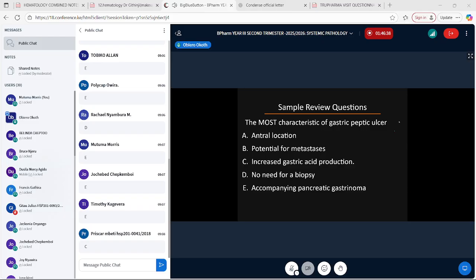So, Gita, we said gastric peptic ulcers, some of them can be malignant, but not all of them are malignant. So the most characteristic will not be potential for metastasis. Priska, remember we said gastric ulcers are usually due to a defect in the defense, not increased acid production, not increased injury. So if you see this, then you're talking mainly of a duodenal ulcer.